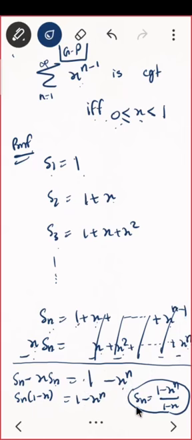So what is my formula for Sn? This is 1 minus x raised to n upon 1 minus x. This is what I told you, that later on we'll see how to derive this formula. So this is how we got the formula, the value of Sn.